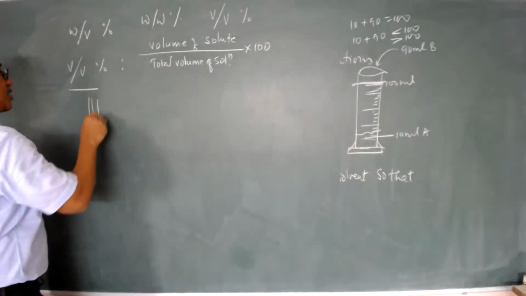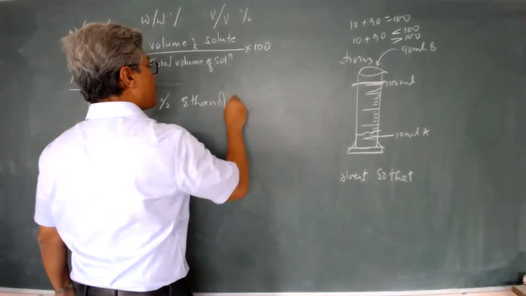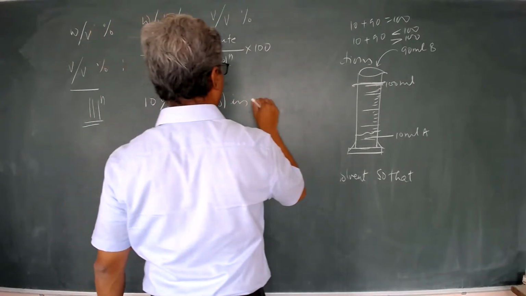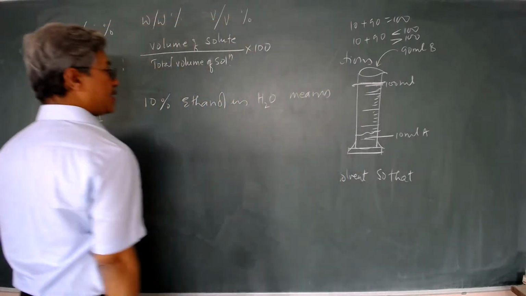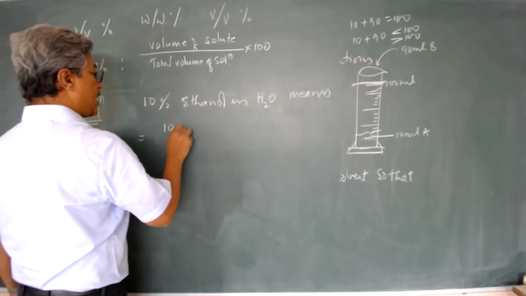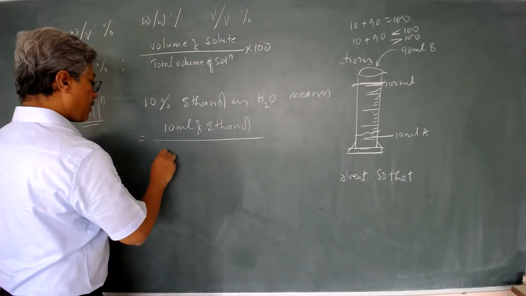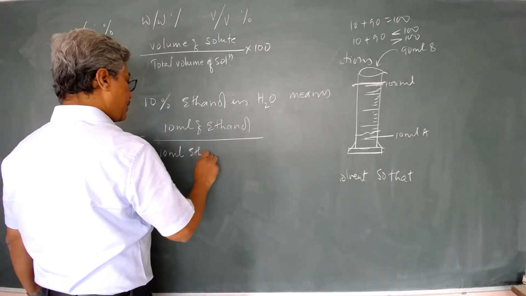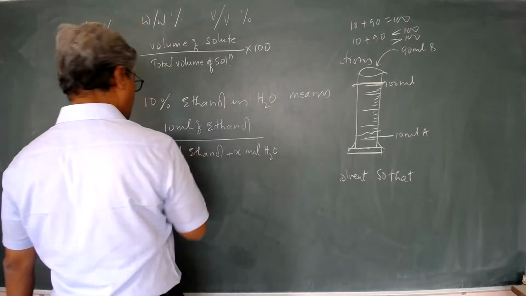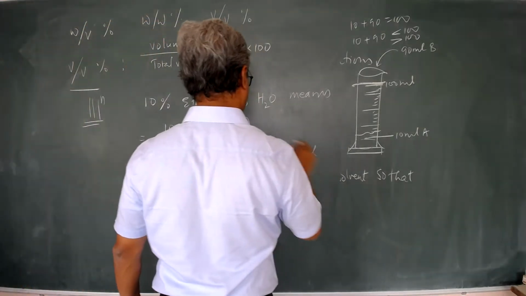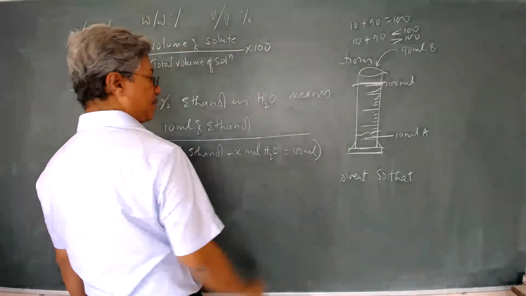Okay, let's go for its illustration. We will take an example. 10% ethanol in water means 10 ml of ethanol divided by 10 ml of ethanol plus X ml of water, so that the total will be 100 ml, into 100.